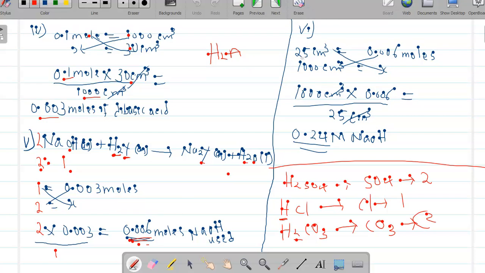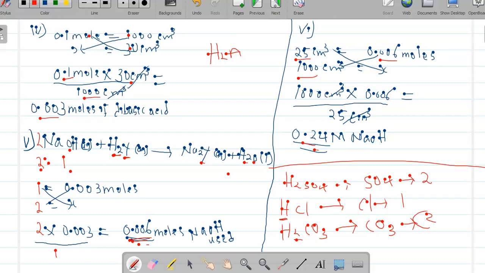So therefore, 25 centimeter cube is equal to 0.006, what about 1000 to get the molarity. Molarity in terms of volume is equal to 1000. Then you cross multiply, you will get 0.24 molar of sodium hydroxide. So that's what you will get. Then that's the end of procedure 1.